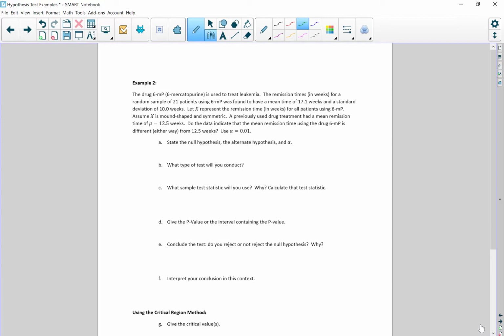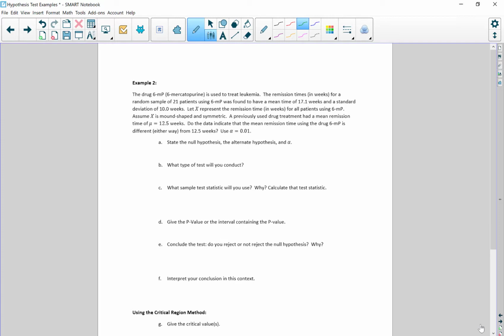All right, let's look at another example. The drug 6-MP is used to treat leukemia. Remission times in weeks for a random sample of 21 patients using 6-MP was found to have a mean time of 17.1 weeks and a standard deviation of 10 weeks. We're going to let X represent the remission time for all patients using 6-MP. We're going to assume X is mound-shaped and symmetric. A previously used drug had mean remission time of mu equaling 12.5 weeks.